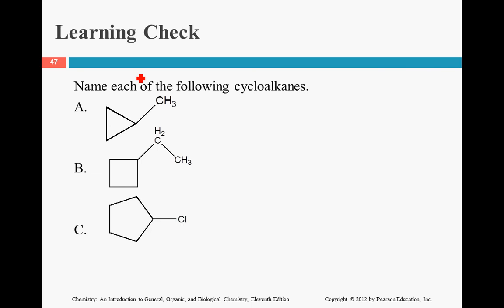Alright, so let's do some more practice. First thing we're going to do is find the longest chain. 1, 2, 3. So that means propane is the longest chain. It's in a circle, so it's cyclo. And we have a methyl group. We only have one group, so we don't have to worry about numbering. So methylcyclopropane.